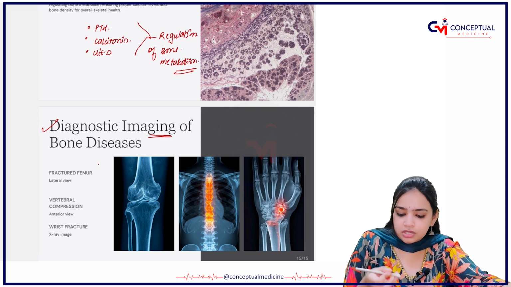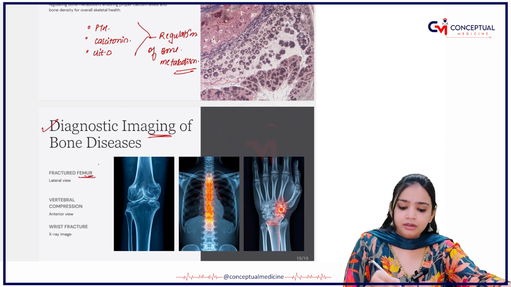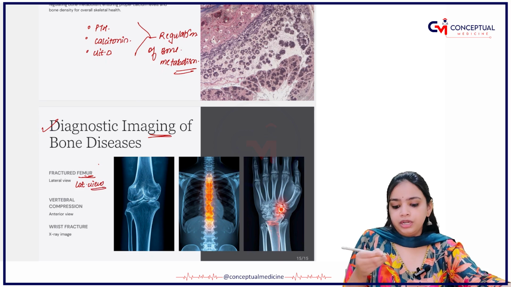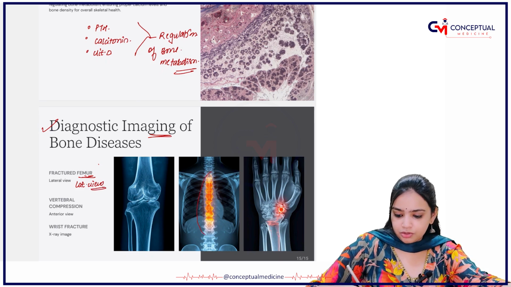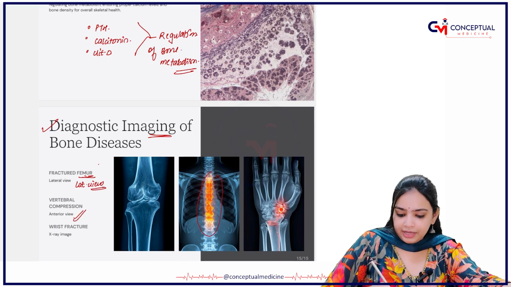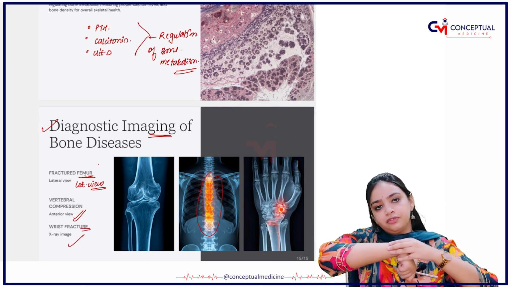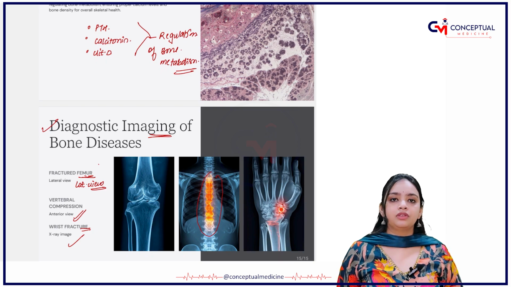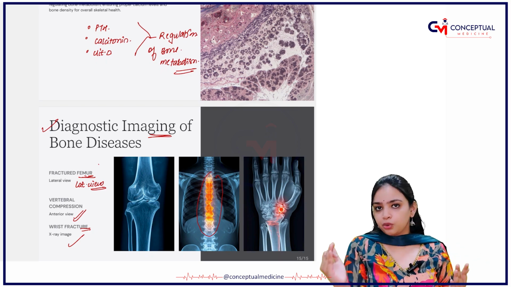So you need to know about that. These are mainly the views that I have written. If there is a fracture of the femur, then you have to take the lateral view. If there is vertical compression like this, you are able to see, then you have to take the anterior view. And if there is a wrist fracture, you have to take the X-ray of that particular thing. So this was just an introductory lecture.